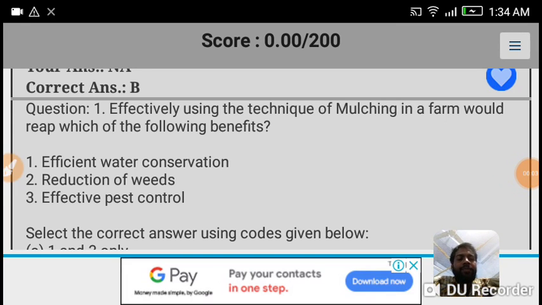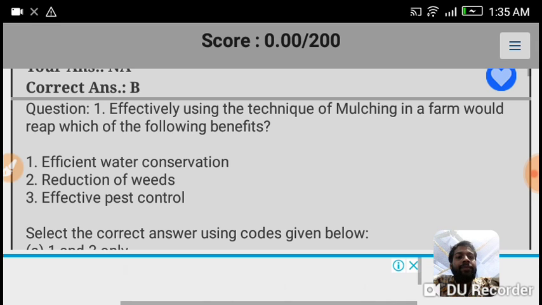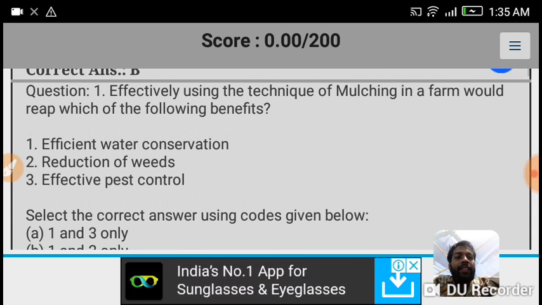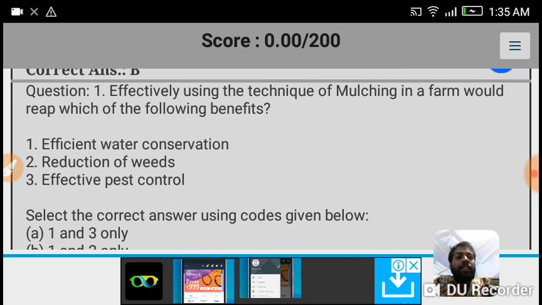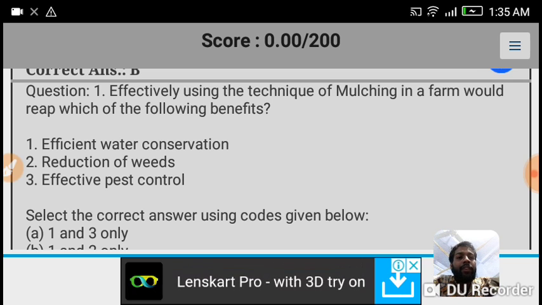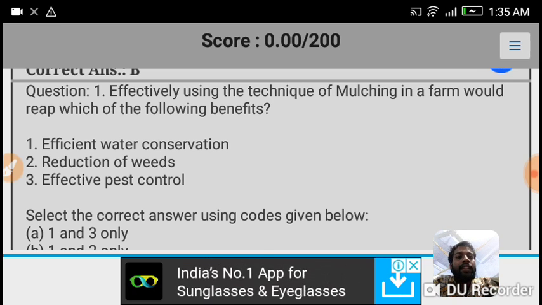So first question from geography. Effectively using the technique of mulching, a farm would reap which of the following benefits? Mulching mainly gives us benefits like efficient water conservation and reduction of weeds. So mulching mainly benefits us with the following benefits like efficient water conservation and reduction of weeds.